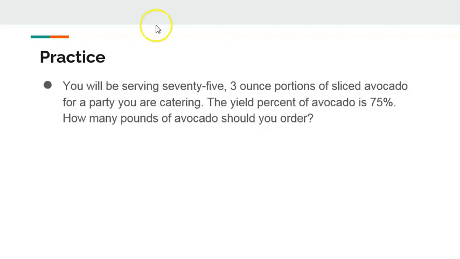Alright guys, for this practice question, it says you'll be serving 75 3-ounce portions of avocado for a party you are catering. The yield percent of avocado is 75%. How many pounds of avocado should you order?